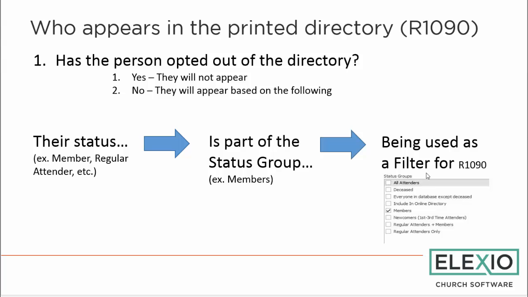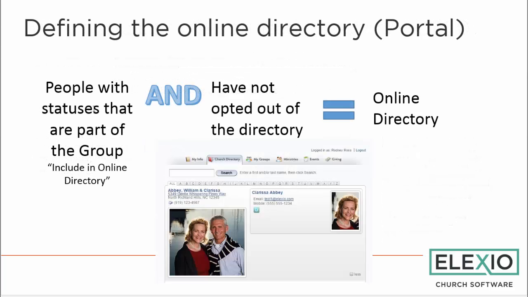Now let's turn our attention to the online directory. Again, it does go back to status, and it goes to opted out. So people with statuses that are part of a particular group called include in online directory and have not opted out of the directory will appear in the online directory. Let's take a look at this group called include in online directory.